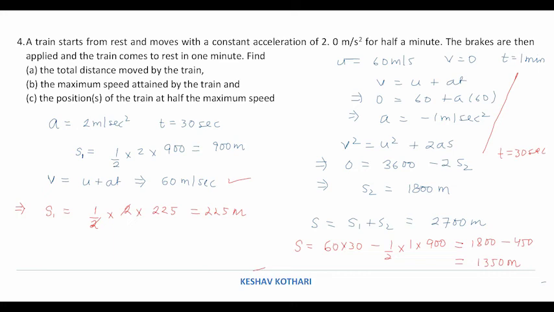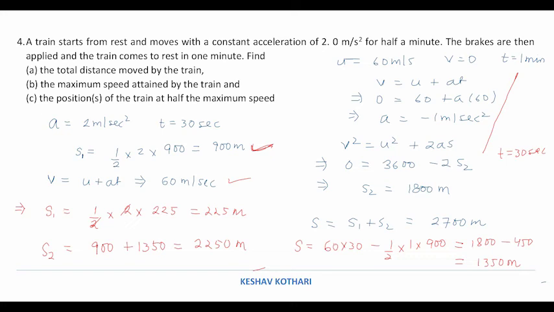So by that time it has already covered a distance of 900 meter, and then this brake is applied. So the second answer will be 900 plus 1350. If I add 900 to 1350, we obtain 2250 meter. So this is the first solution for this particular problem. Let us understand it again once we have all the data.